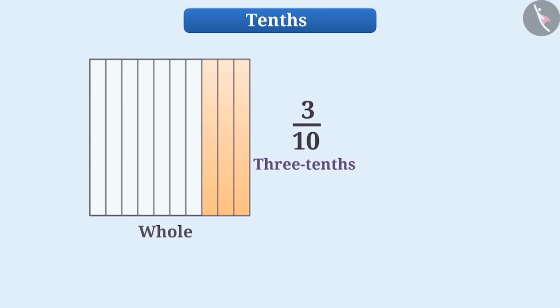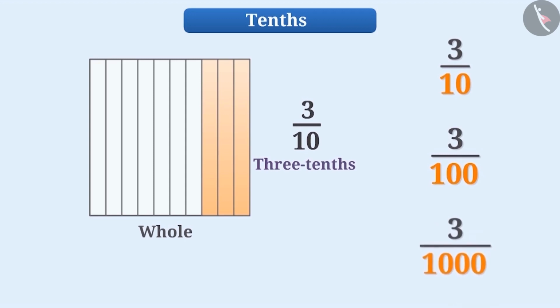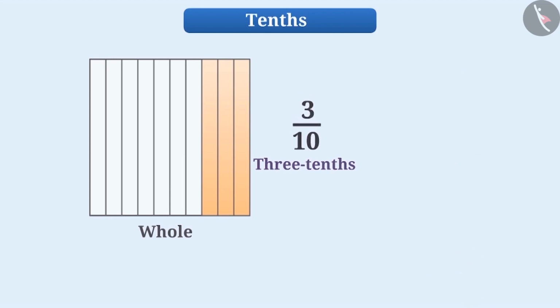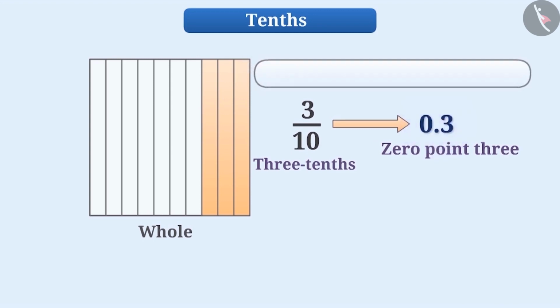We can represent any fraction in decimal form if its denominator is 10, 100, 1000, etc. Here, 3 by 10 is represented in decimal form as 0.3. Decimal numbers are obtained when fractions are represented in decimal form. Therefore, we can say that decimal numbers are the decimal form of a fraction.